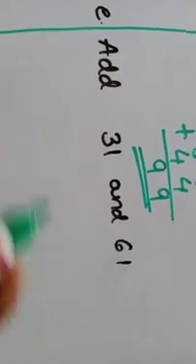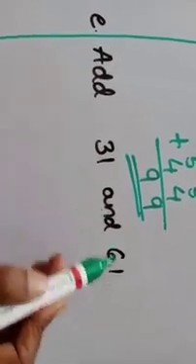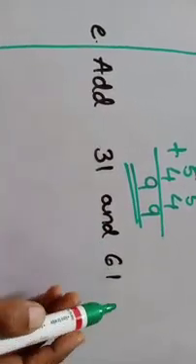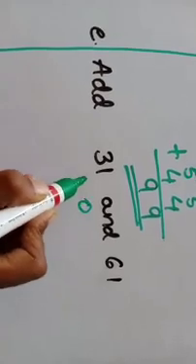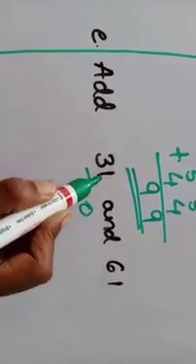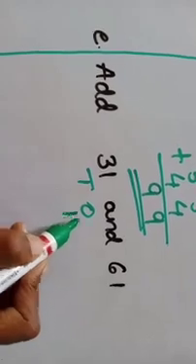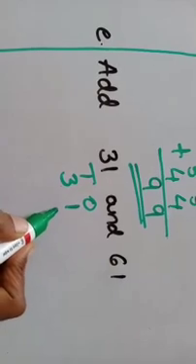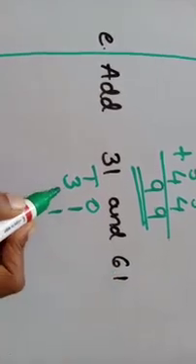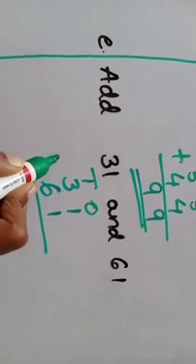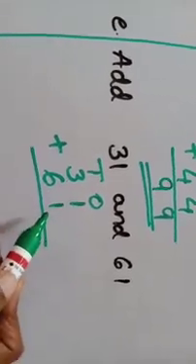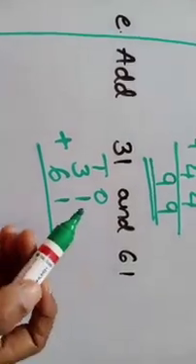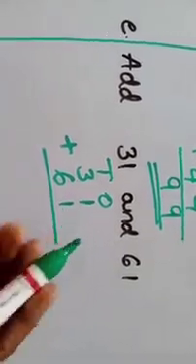We'll move to the next one, that is add 31 and 61. So let's write here ones and tens. This 1 is in the ones place and 3 is at tens place. Here 1 is in ones place and 6 is at tens place. Let's do the addition. So 1 plus 1, how much, children? 1 is in the mind, 1 is in the hand. How much? Very simple. 2. Isn't it? 1 plus 1, 2.